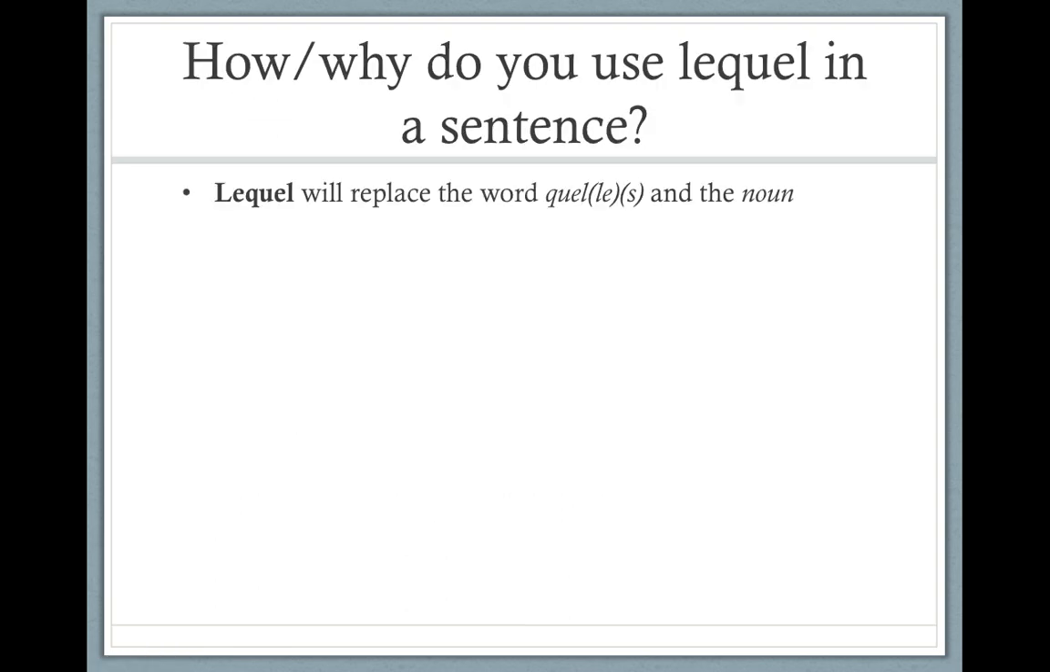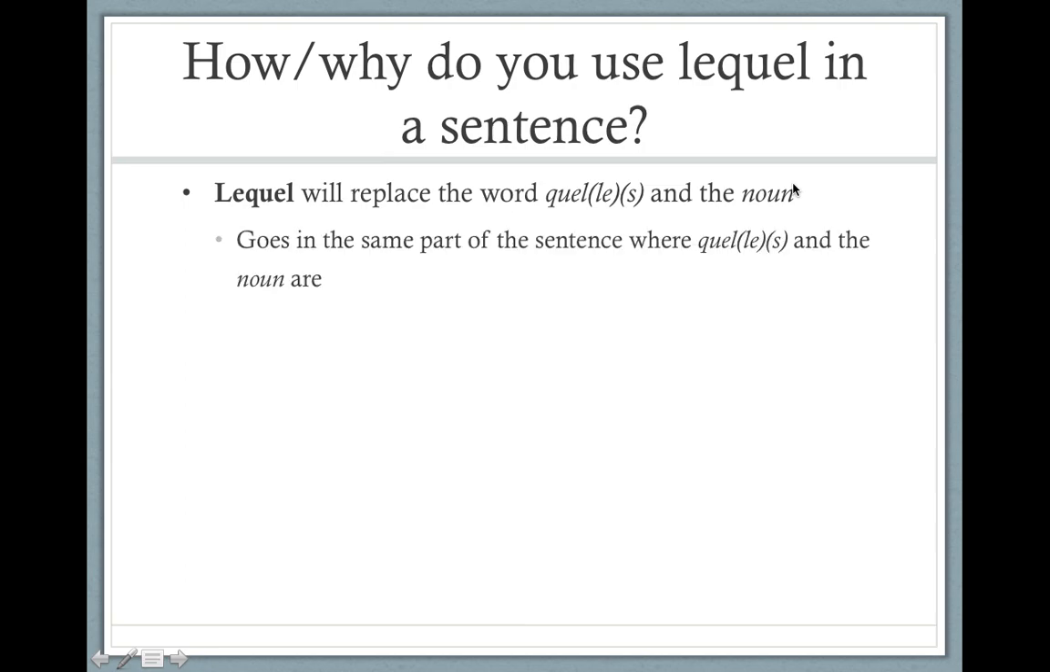So how do we use it in a sentence? Lequel is going to replace the word quel. Here we have le in parentheses in case it's feminine, and then s in parentheses in case it's plural, as well as the noun. So both of these words will be replaced by lequel. And it goes in the exact same part of the sentence. So you don't have to move anything around, just replace the words quel and the noun with the word lequel. And a reminder, we talked about this already, but it can only be used in questions.